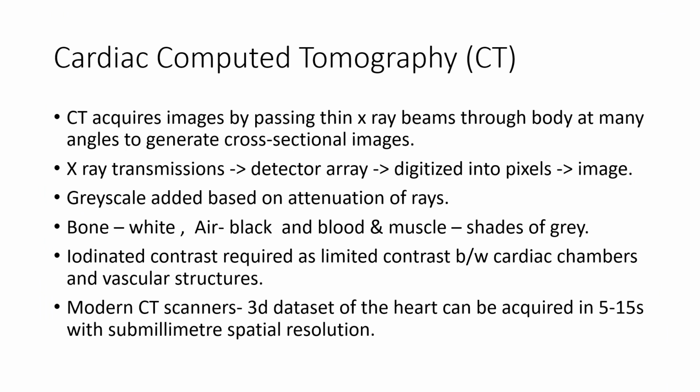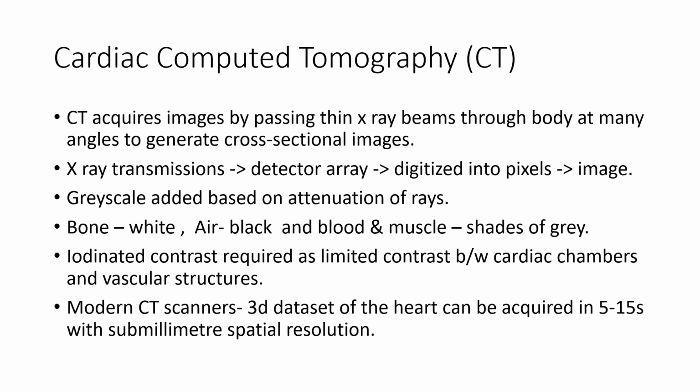The third imaging modality we will be discussing is cardiac CT. CT acquires images by passing thin X-ray beams through the body at many different angles to generate cross-sectional images. So the X-ray is transmitted, and this is detected by a detector array, digitalized into pixels, and finally converted into an image. A grayscale is added based on the attenuation of X-rays, and bone is visualized as white and air as black, and blood and muscle in different shades of gray.